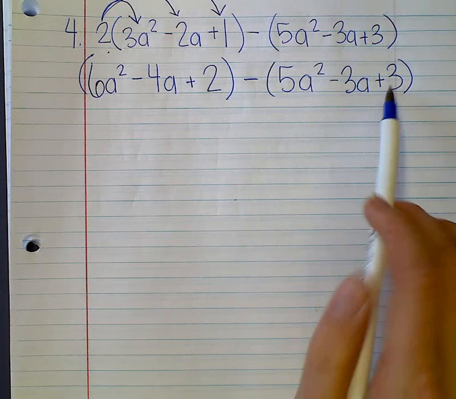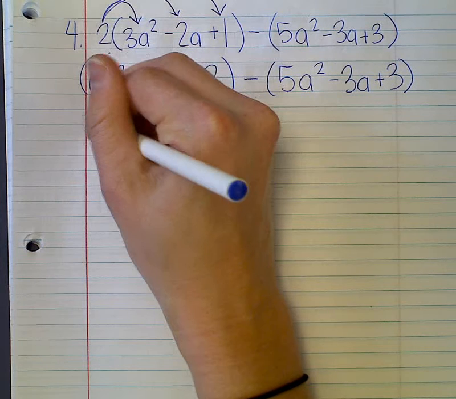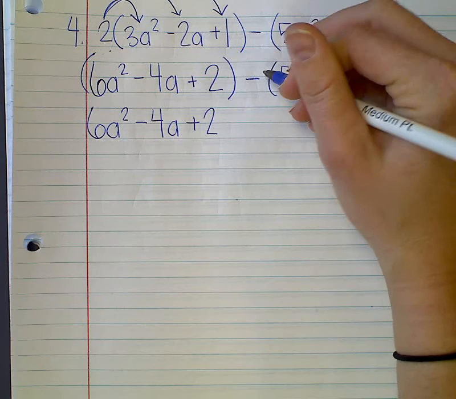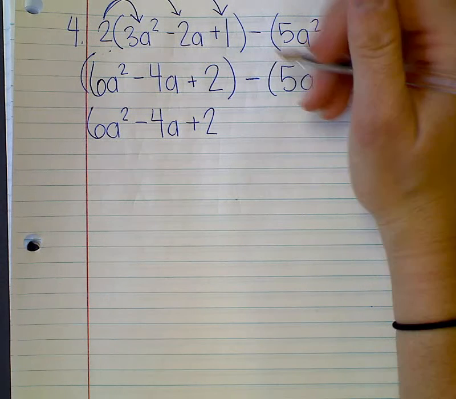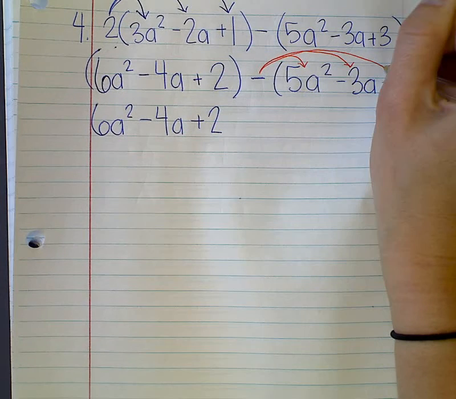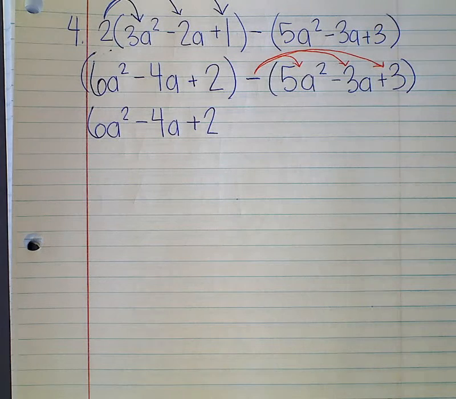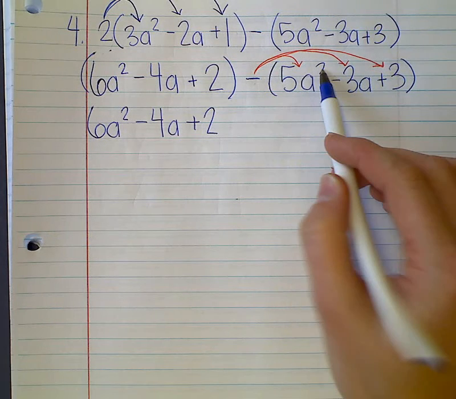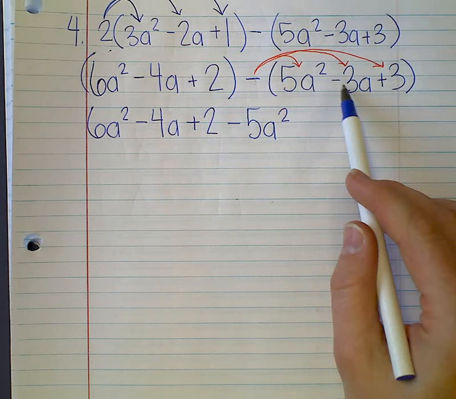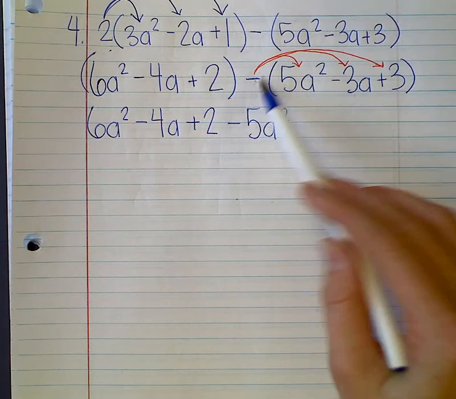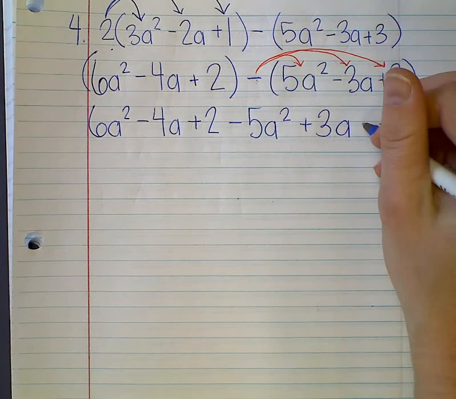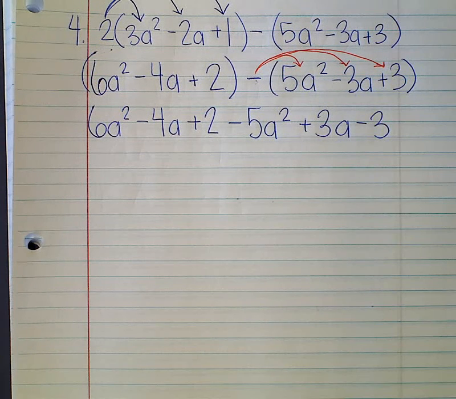So let's write that. Keep everything the same in your first parentheses. And it's almost like you are distributing your subtraction sign into your parentheses. We found that helpful in our classes to distribute that subtraction sign. So minus 5a squared, minus negative 3a. Minus a negative is the same thing as adding a positive. Minus 3.